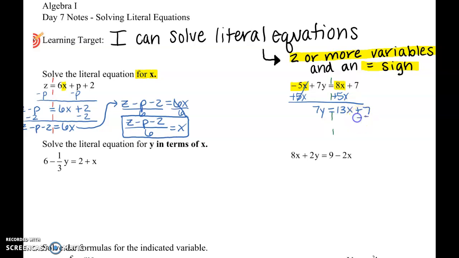Now I'm going to subtract 7 from both sides. What's really important to note here is the 7 and the 7y are not like terms, so I can't subtract those. I just have to rewrite 7y minus 7 equals 13x. Now finally I'm going to divide by 13. So now I have x alone. My final answer is 7y minus 7 over 13.